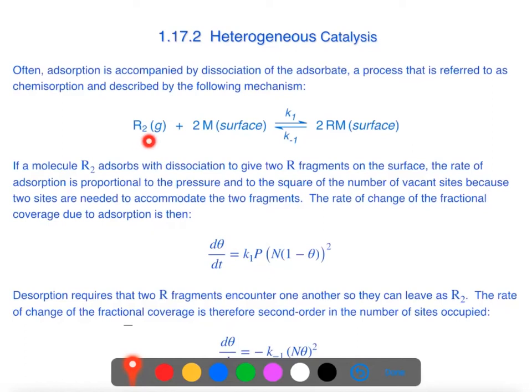So think of it as a molecule like H2 being adsorbed to a surface. Upon that adsorption, the molecule itself will dissociate into 2 hydrogen atoms, each occupying a site on the catalytic surface. So the rate of change of the fractional coverage due to adsorption is then equal to the product of the rate constant for adsorption, the pressure, but now we have this squared term associated with the fact that 2 fragments are adsorbing to the surface for every adsorbate, R2.